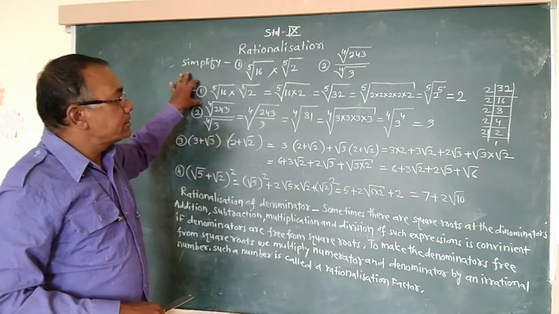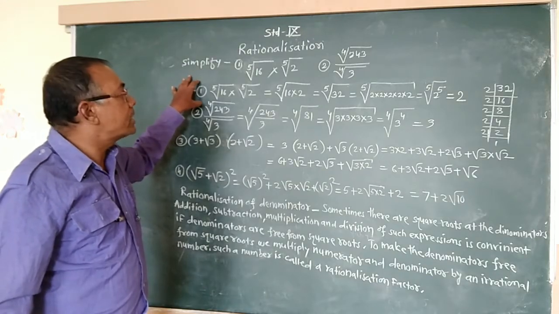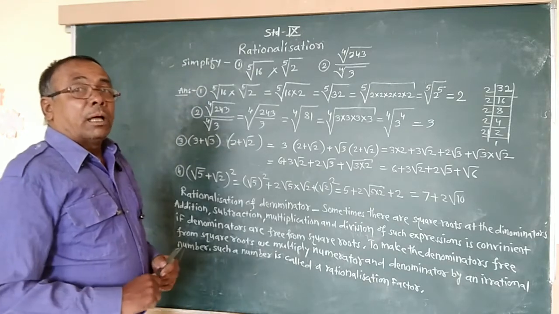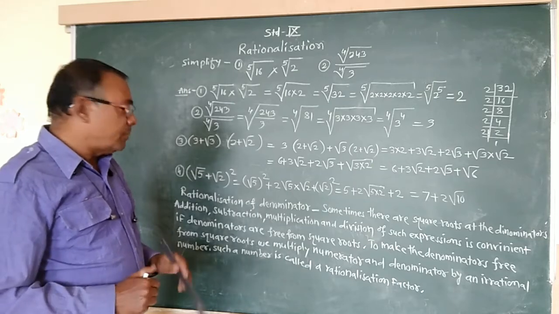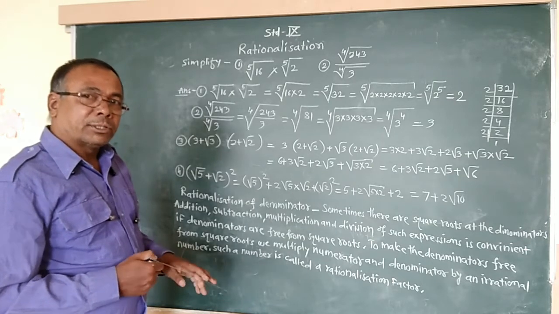So these are some basic examples related to the above identities, and now we will see rationalization.